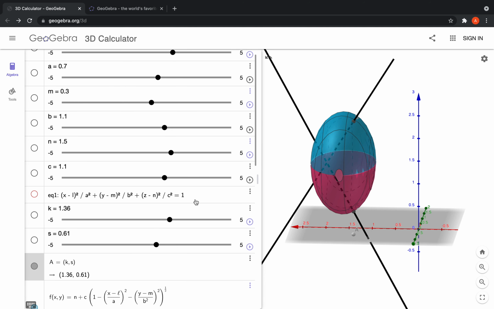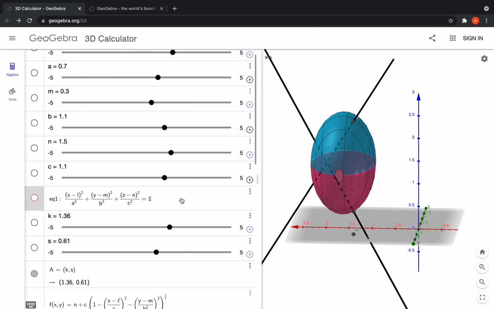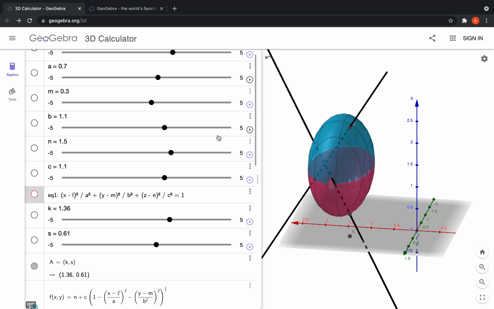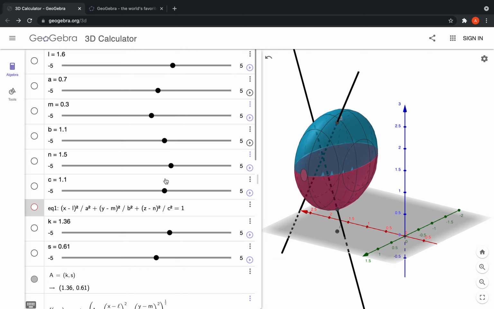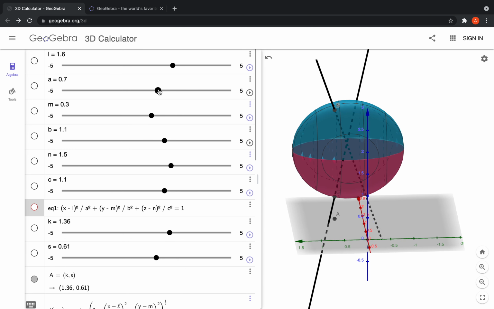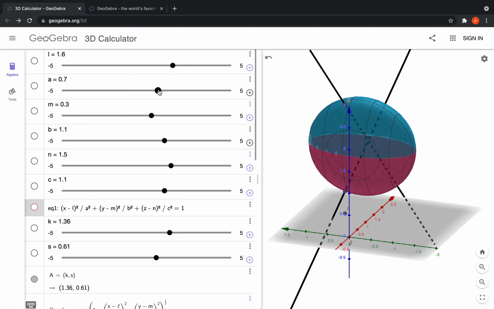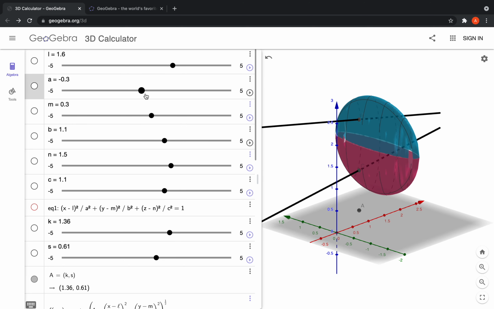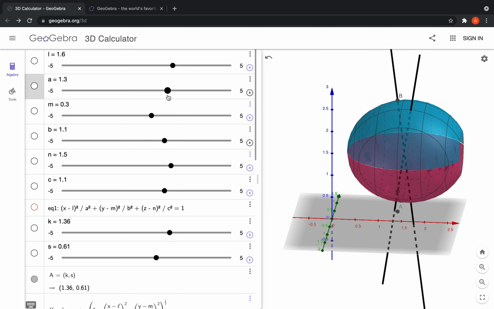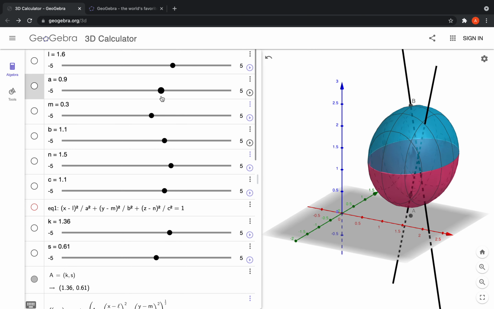Here, this is my original equation, and as you can see, this is a graph of it. And these are the variables in my original equation, and we can actually change the shape of this figure by dragging this and changing the values of these variables.